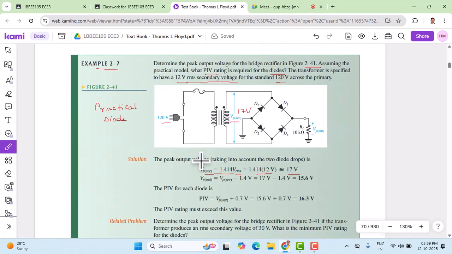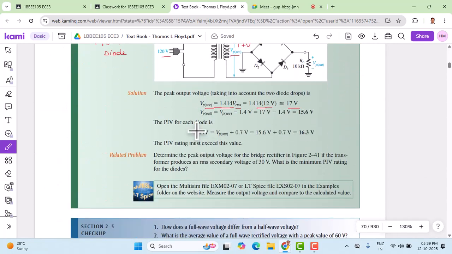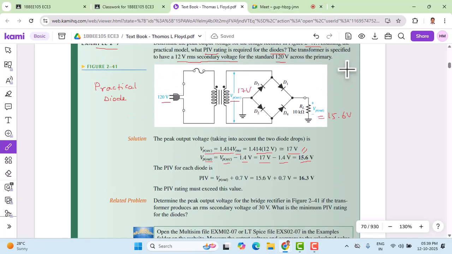So I'll use the same formula here. VP out is equal to VP sec, the secondary peak voltage, minus 1.4. So VP out, we need to calculate it. VP secondary is 17 volts, which we have just now got, minus 1.4, the two diode drops, that gives me 15.6 volts. So across this, I have a voltage of 15.6 volts. That is the VP out.